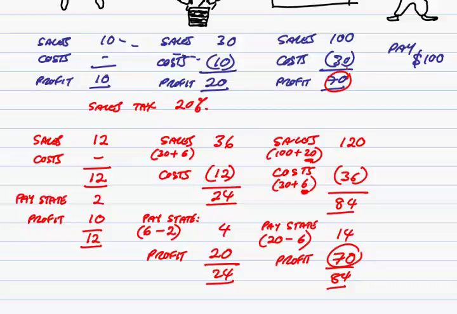And so far, nobody has actually suffered anything. The farmer paid over $2 tax, but still ended up with $10. The knitter ended up having to pay $4 tax, but still ended up with $20 profit. The shop ended up paying $14 tax, but still ended up with $70 profit. Nobody suffered until, of course, we get to the individual.